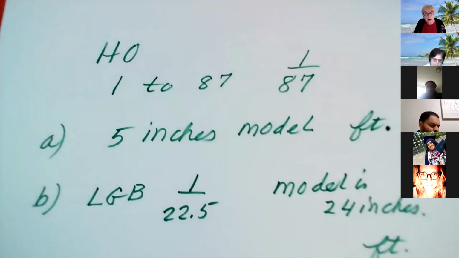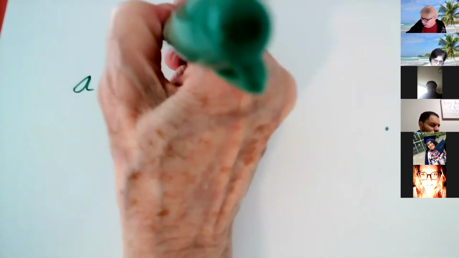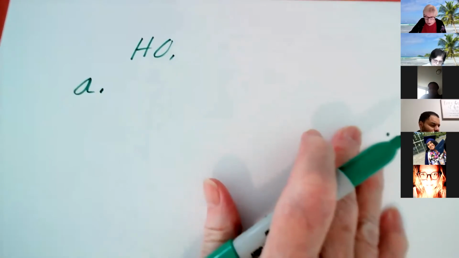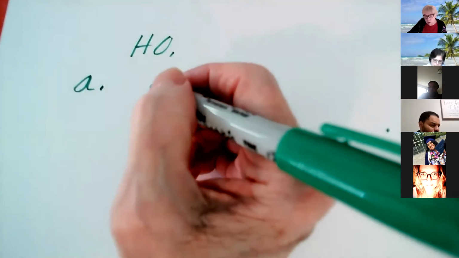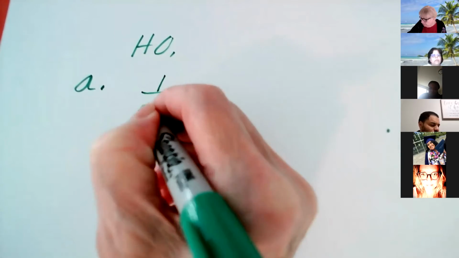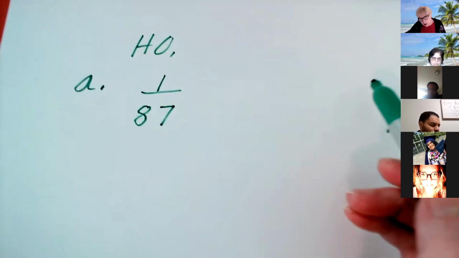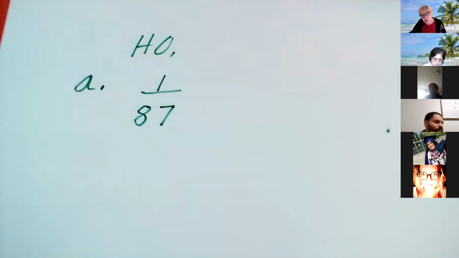Okay, those are my notes. So I'm going to do part A first. And part A, this was about HO trains. The scale was 1 to 87. Now I could write it this way, because I can write it either horizontal or this way might make more sense in this problem.